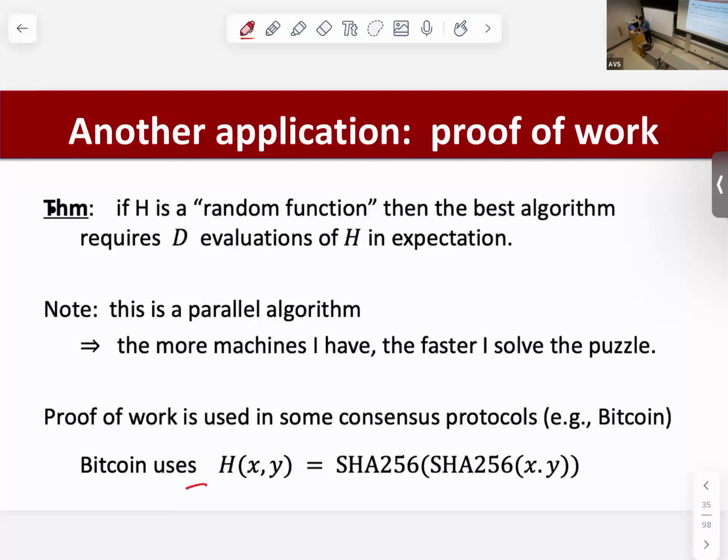So for example, for Bitcoin, the hash is the SHA double hash function. And of course you can always parallelize this. You can have multiple computers, massive GPUs and all those things to solve this problem. But there are theorems that, if H is indeed a random function, then the best algorithm possible to solve this puzzle requires the evaluation of H. So you can know how difficult your puzzle should be in order to make it reasonable.